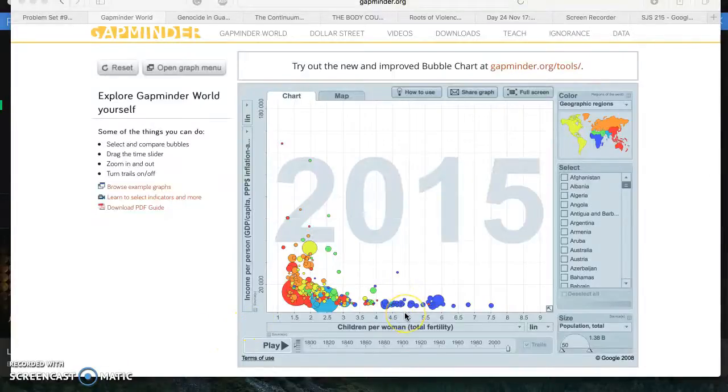Okay, so for my Gapminder project, I decided to look at people murdered in different age categories per 100,000 people, versus income per person. So I already have income per person on the y-axis.